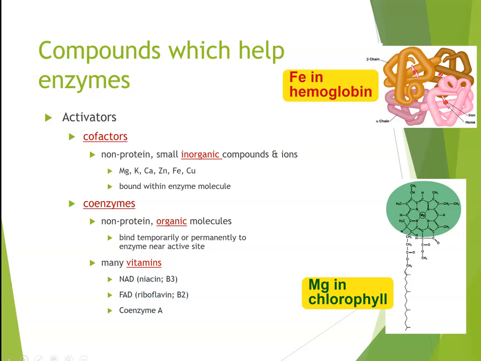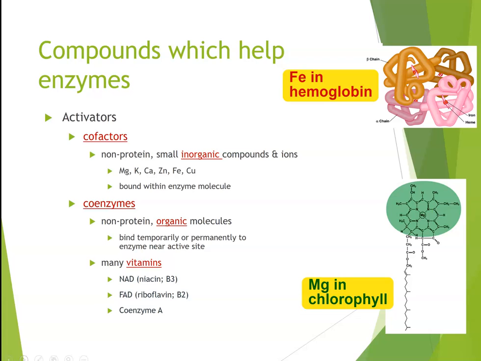We have activators. Activators are compounds which help enzymes out. There are 2 different kinds. There are cofactors, which are non-protein based inorganic compounds. So you have things like magnesium, potassium, calcium, zinc, iron. Those are all considered to be cofactors.